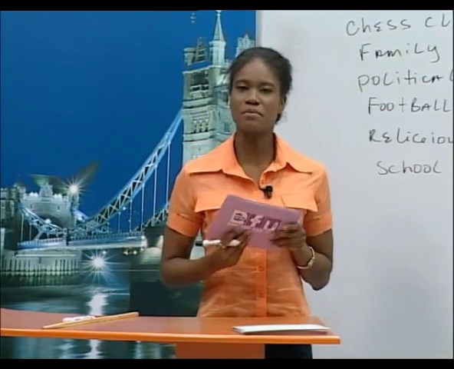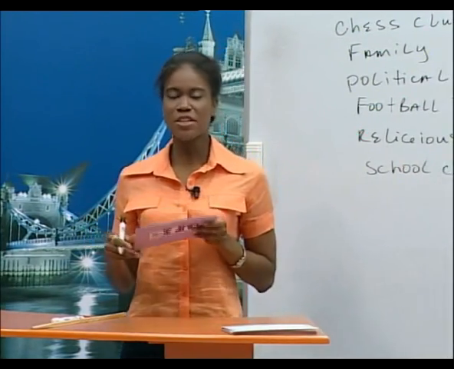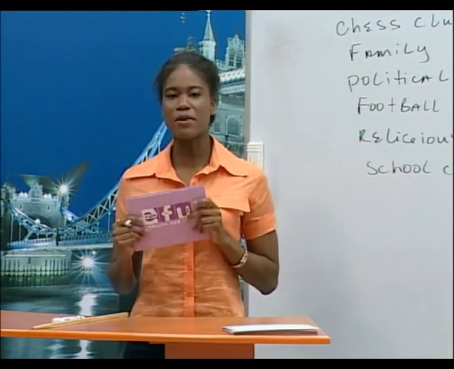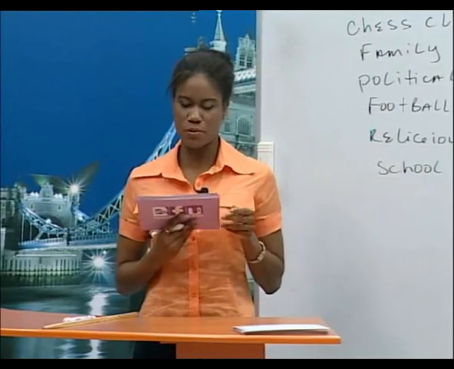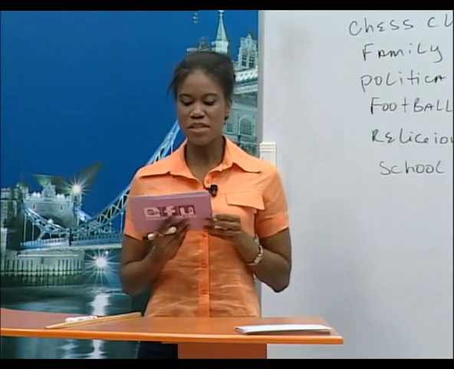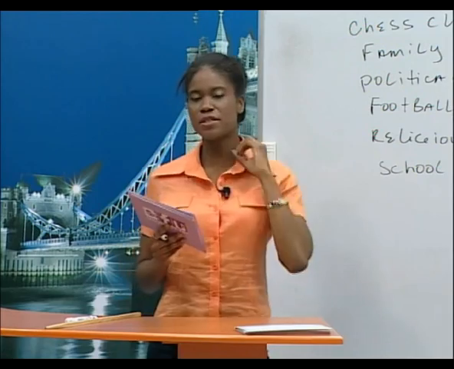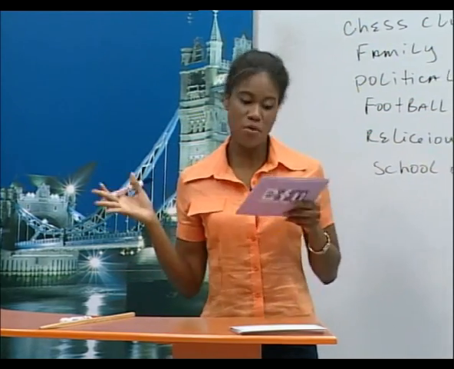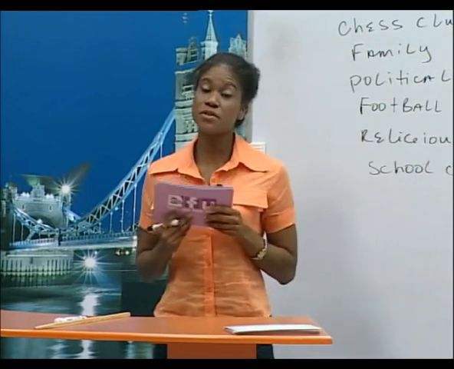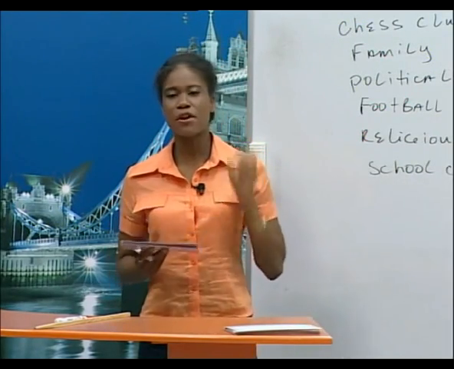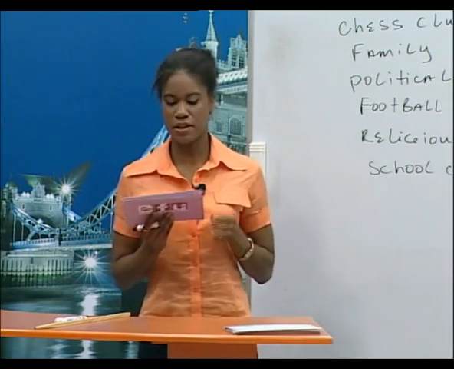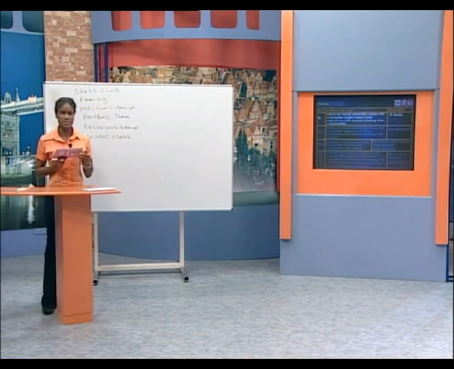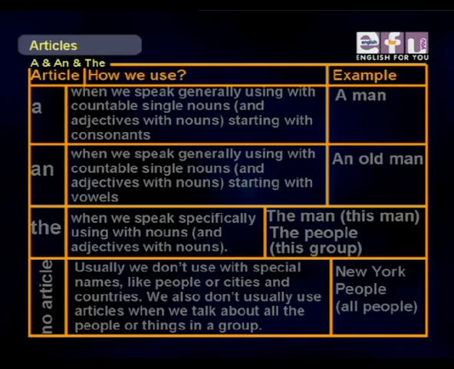Sometimes when we talk about people or things, we talk generally. But sometimes we want to talk about special things or people. When we want to show the difference between special things or special groups and general things or groups, we can use articles. There are four articles in English. Okay, let's look at a table to study these articles. Take a look at the screen.